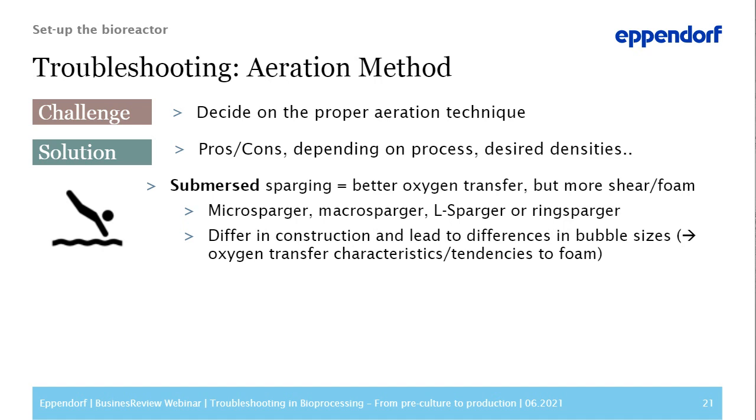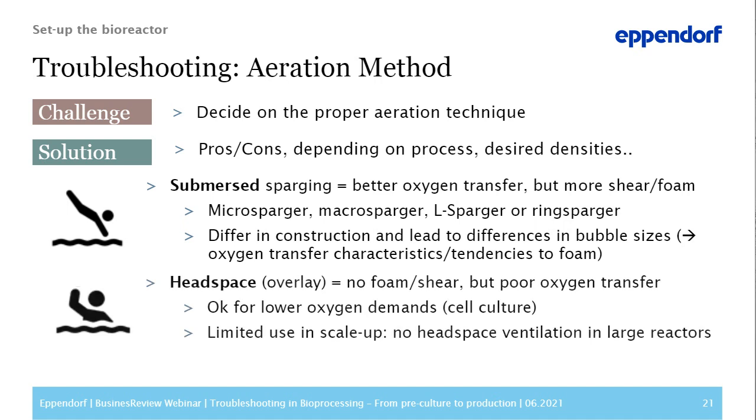Now, the other method to consider is the headspace gassing. So this type of gassing method adds gas to the overhead space without causing any bubble formation. However, due to the limited surface area to volume ratio, this headspace gassing could potentially lead to poor oxygen transfer, which would then end up being an issue during scale-up, as headspace gassing will no longer be sufficient to meet oxygen demands at larger scales.